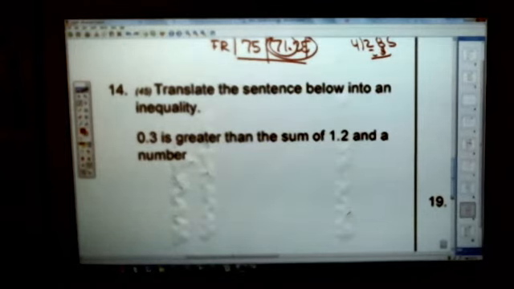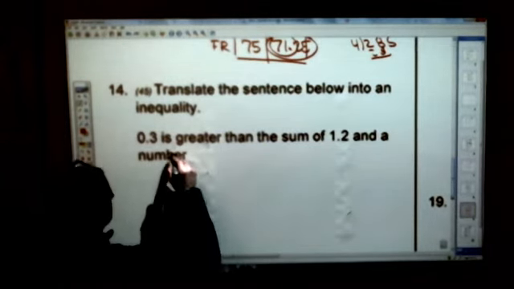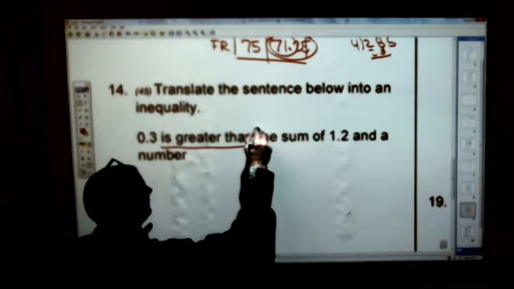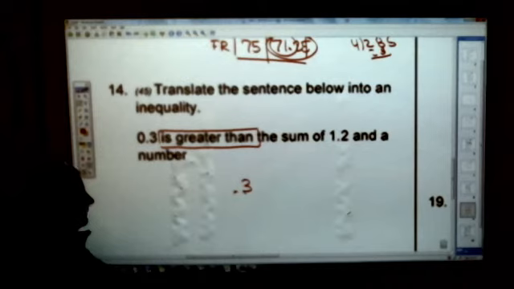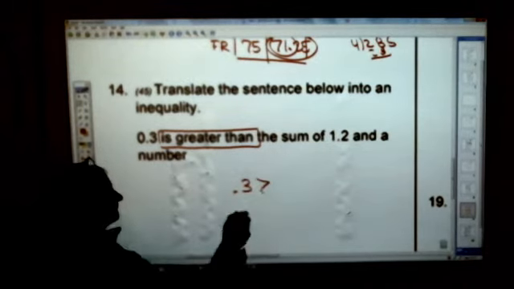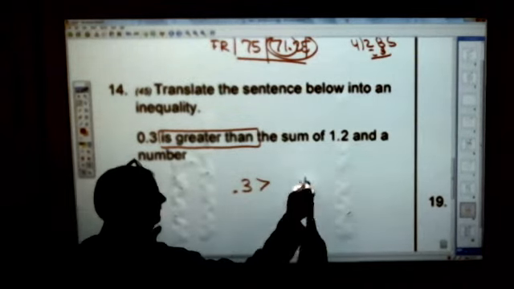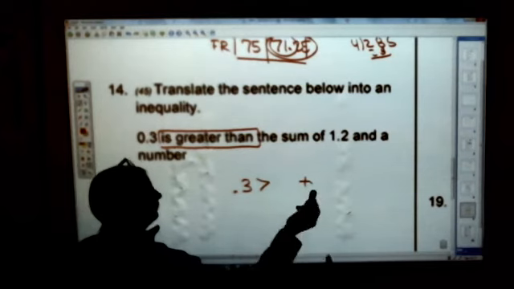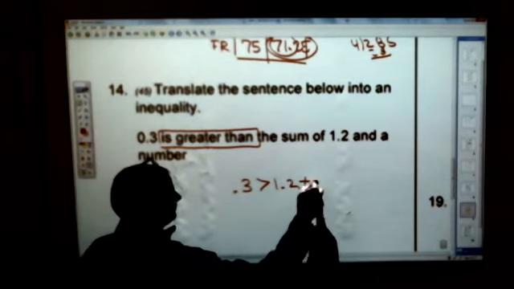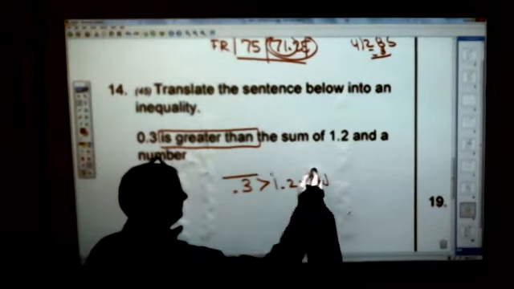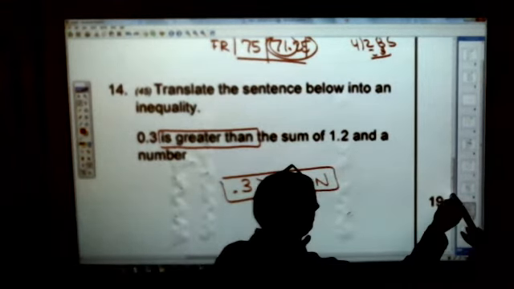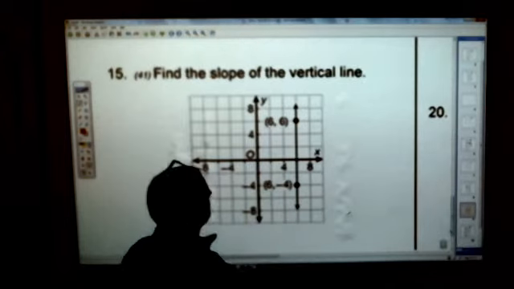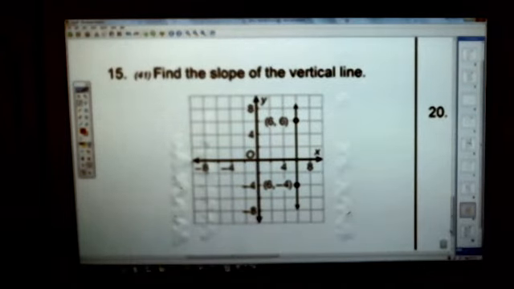What do you get? This is it right here. 0.3. You just need to write this mathematically: greater than the sum, which means you're adding a number and 1.2. So 1.2 plus a number. That's it. Didn't say to solve it, just said to write it.